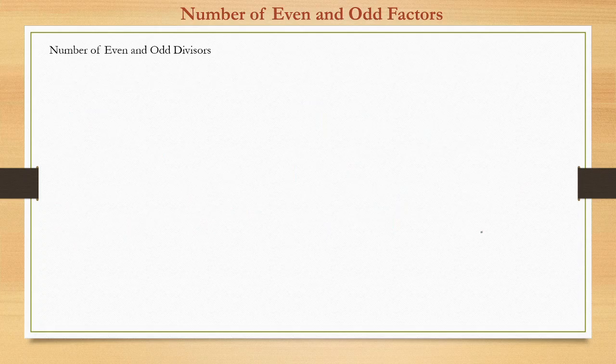So now we'll move on to the number of even and odd factors. In the same way we will take similar examples. So suppose, example 1, we take 72. Okay.